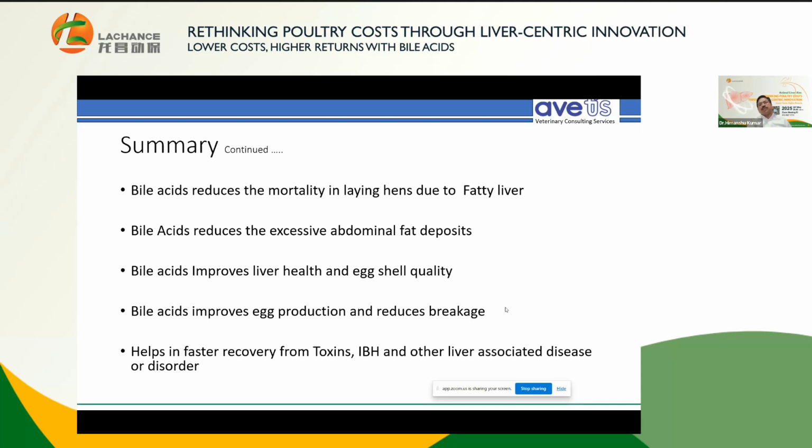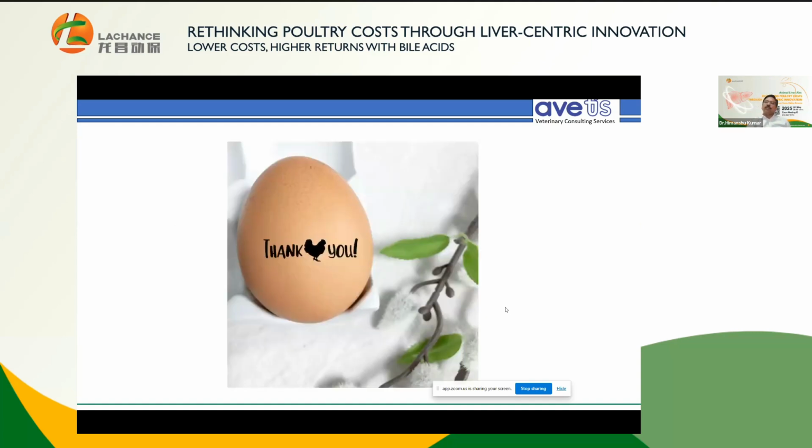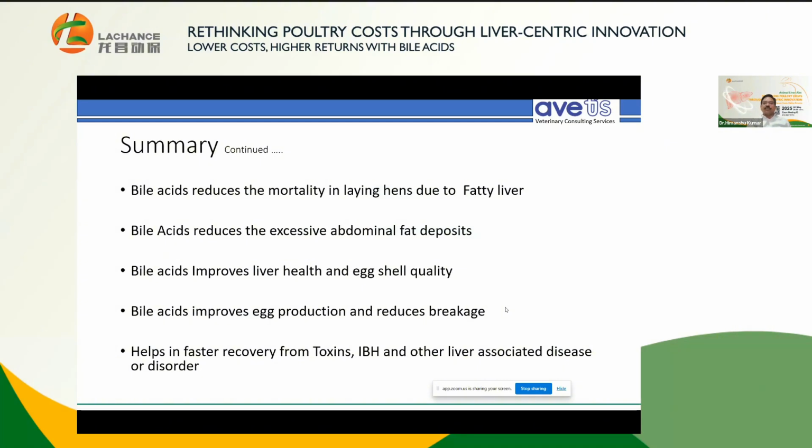Bile acid improves the liver health and eggshell quality. It improves egg production and reduces breakage as well. That is obviously because it increases the absorption of fat soluble vitamins, particularly vitamin D. It helps in faster recovery from toxins, IBH, and other liver associated diseases or disorders.